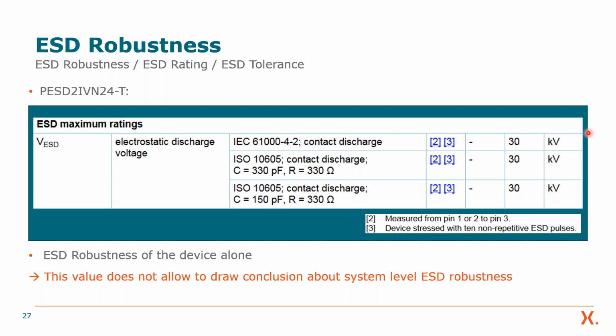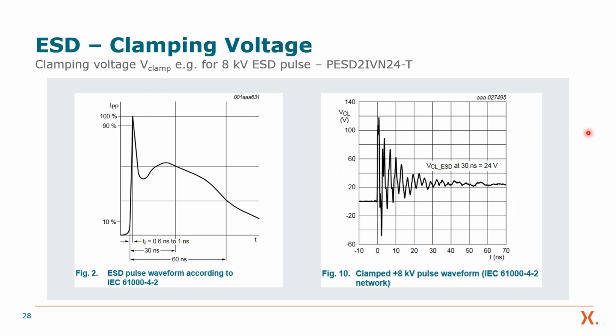But it's also not really needed, because the first thing that dies in your system is usually not the ESD protection device, but the IC you want to protect. So it's more important to understand how they interplay. And one parameter for giving you an understanding here is the so-called clamping voltage. The clamping voltage looks in a data sheet like this.